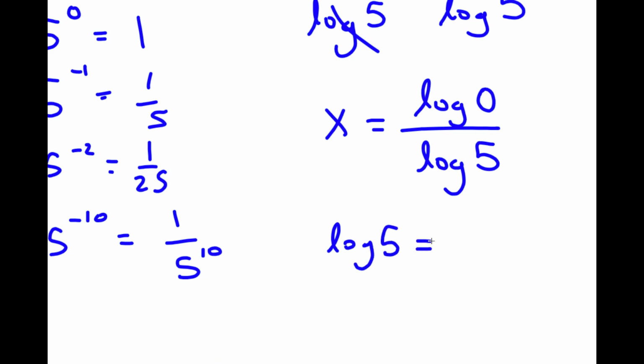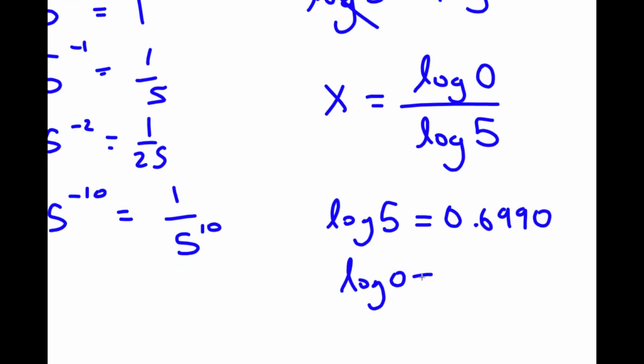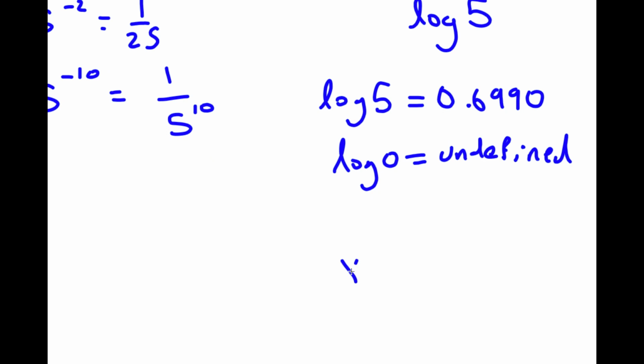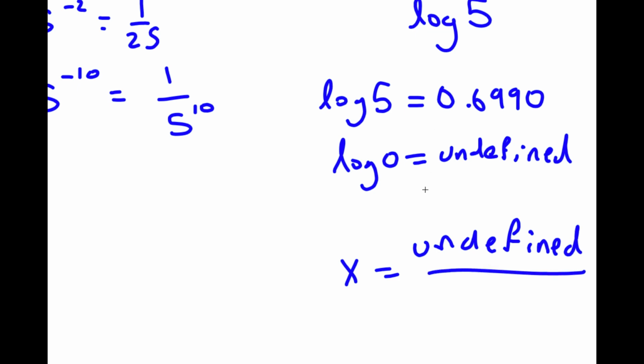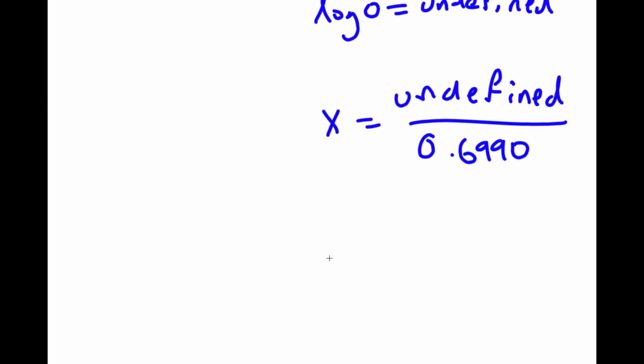Now log 5, this is equal to 0.6990, and log 0, this is actually undefined, meaning I have x is equal to undefined over 0.6990. Well, if something's undefined and you divide it by a number, it's still going to be undefined. So meaning the value of x is undefined.